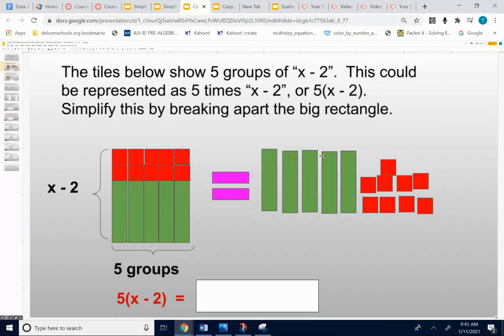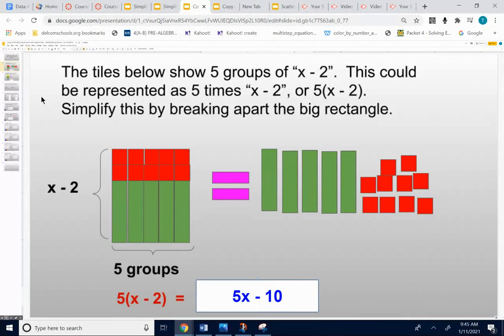Next one, I'll grab the sets of them so it doesn't take so long. So 5 groups of x minus 2, or 5 times x minus 2. If I took that and broke it all apart, I would just have 5x and negative 10. Get it? 5 x's and negative 10. So 5 times x minus 2 is simplified to 5x negative 10, or 5x minus 10.